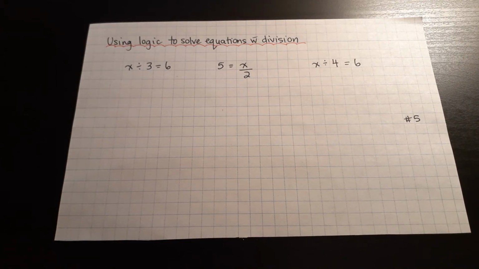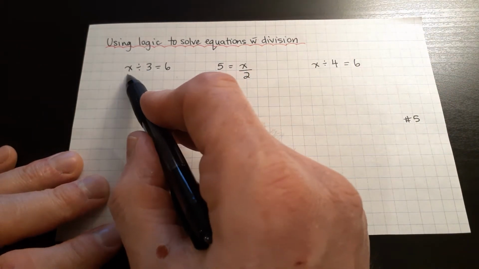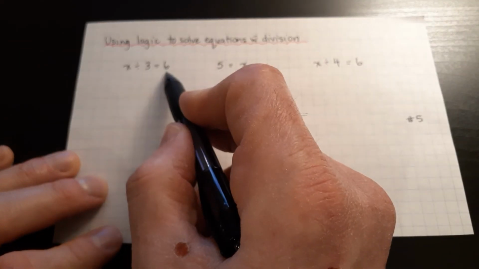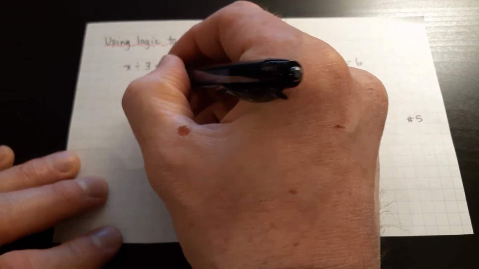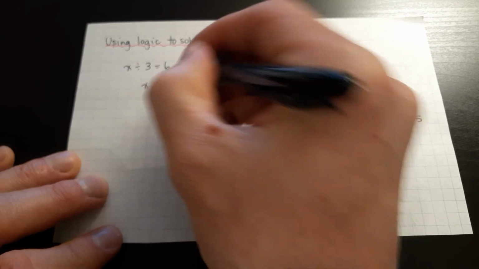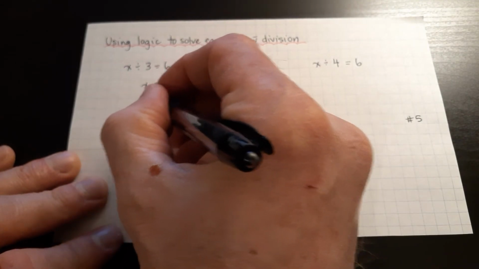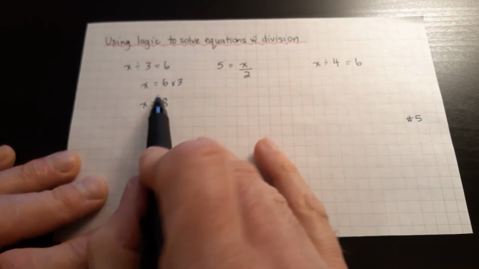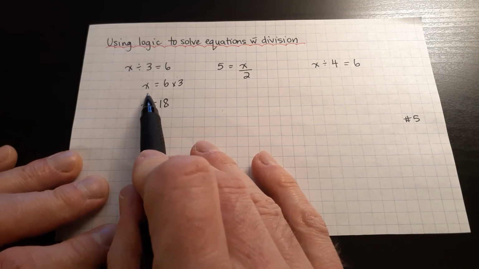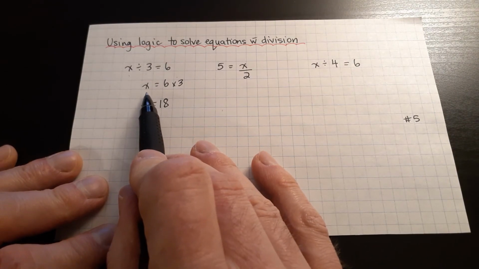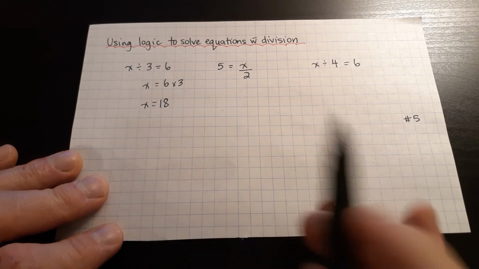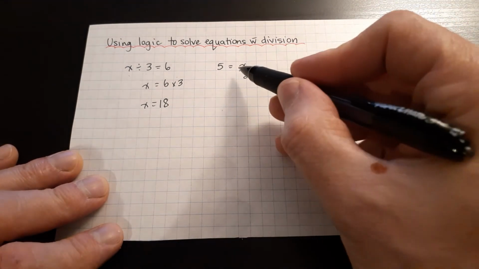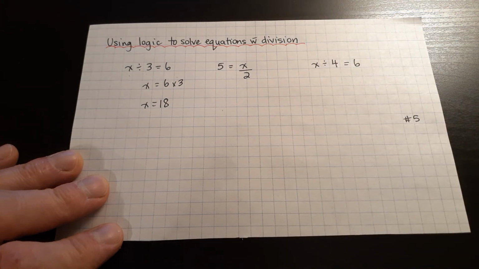And again, to undo division, we have to use multiplication. And so if this is some number divided by 3 equals 6, I know that I can multiply 6 by 3 to find out what that number is. So I'd end up with this line, x equals 6 times 3. So x is going to equal 18. Notice, I haven't really commented on this, but I use a cursive x for my variables because I don't want to get confused with the multiplication symbol.